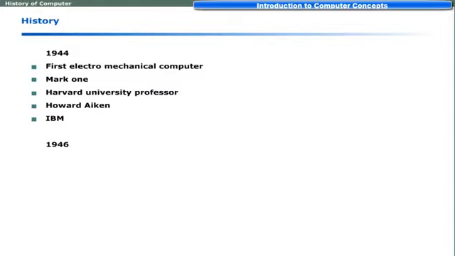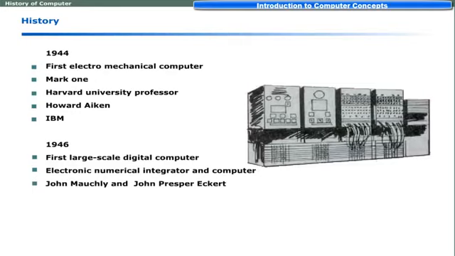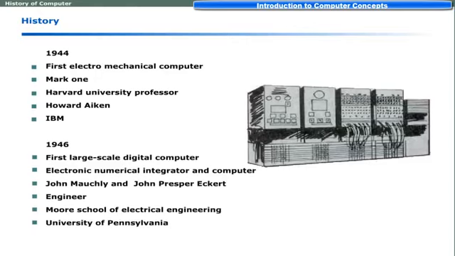In 1946, the first large-scale digital computer, the Electronic Numerical Integrator and Computer, was developed. This was developed by John Mauchly and John Presper Eckert, an engineer at the Moore School of Electrical Engineering at the University of Pennsylvania. ENIAC was used to prepare firing and bombing tables for the U.S. Army and Navy. It was also used in secret research that was aimed at building powerful and destructive bombs.